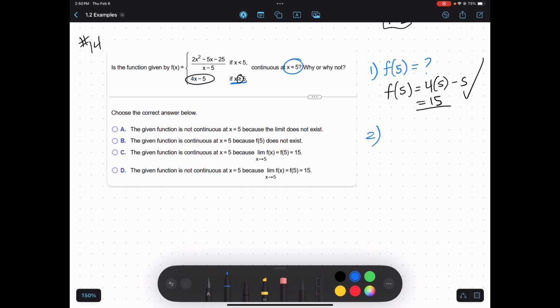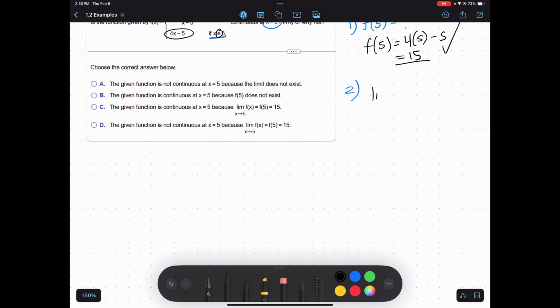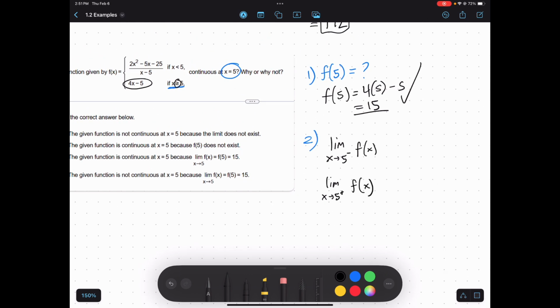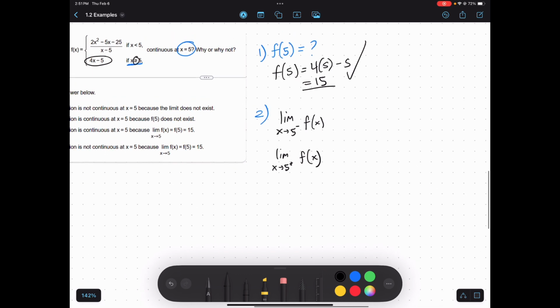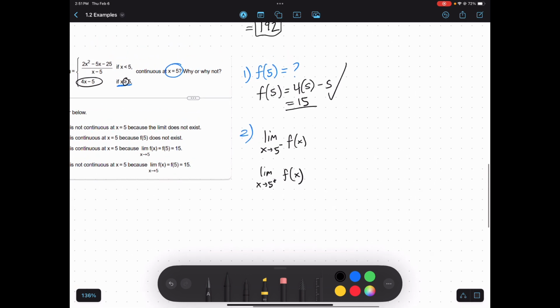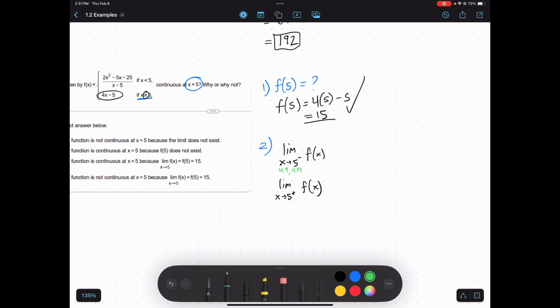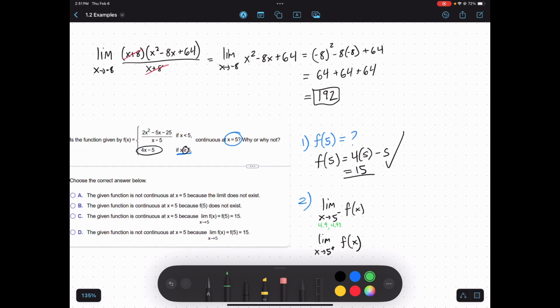Okay, 2. What needs to be true for condition 2? Well, for condition 2, I need to make sure that the limits from either direction are the same. So the limit coming from the negative direction and the limit coming from the positive direction of my function. I have to make sure that the limits from both sides equal the same thing. Well, how do I check that? Let's start with this top one. If x is approaching 5 from numbers less than 5, that's numbers like 4.9, 4.99. If I were to plug numbers like that into my function, which rule would I use?